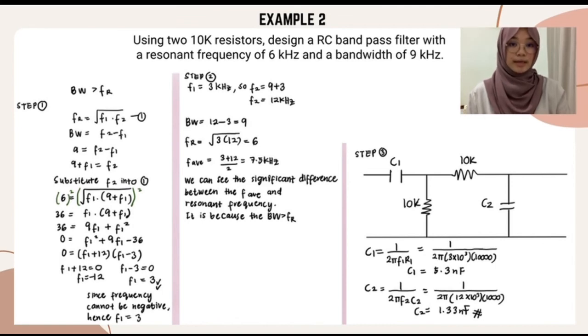In step 3, let's try to do a circuit. R1 and R2 are 10K resistors, so C1 equals 1 over 2 pi F1 times R1. Substituting all of the information we get C1 equal to 5.3 nanofarad. Same with C2, we just need to substitute in the info, so we get C2 equal to 1.33 nanofarad.